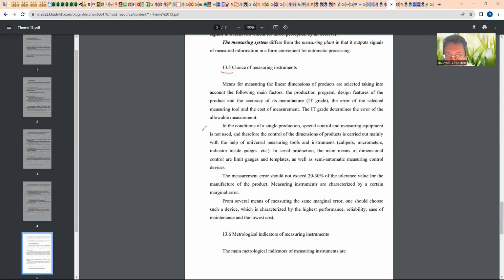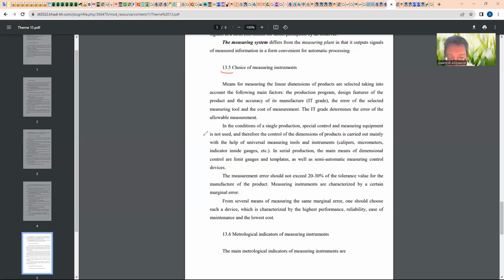In the conditions of a single production, special control and measuring equipment is not used, and therefore the control of the dimensions of products is carried out mainly with the help of universal measuring tools and instruments: calipers, micrometers, indicator inside gauges, etc. In serial productions, the main means of dimensional control are limit gauges and templates, as well as semi-automatic measuring control devices.